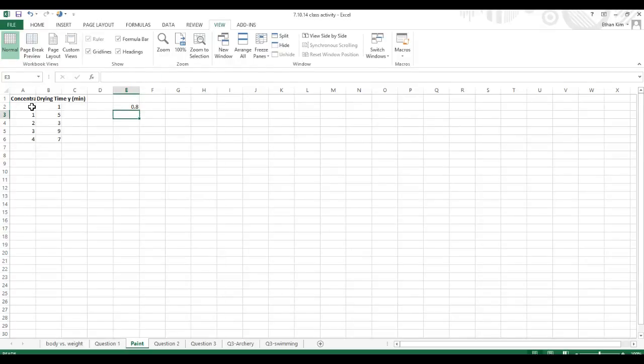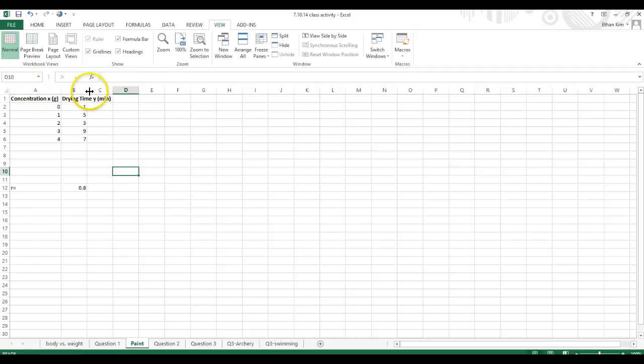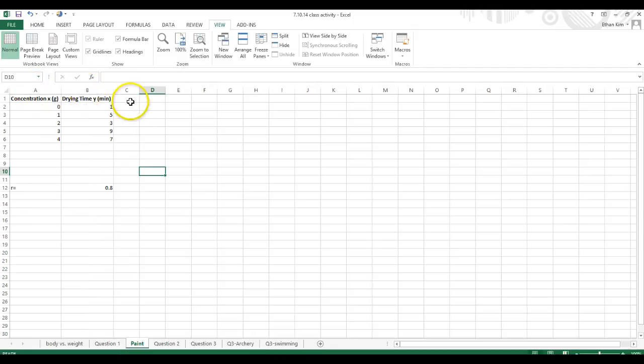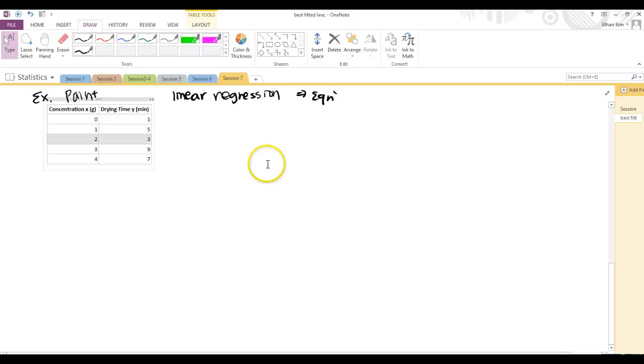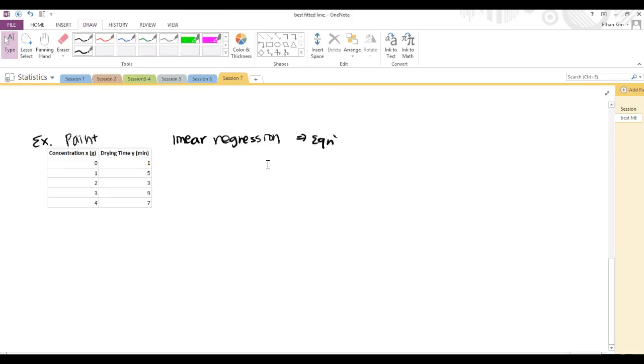Alright, so let's go ahead and work on it. Let me just copy and paste this down here. So R equals that. Let's work on our linear regression by hand. Let's go back to our notes, and we're going to do it by hand before using Excel. So just bear with me.